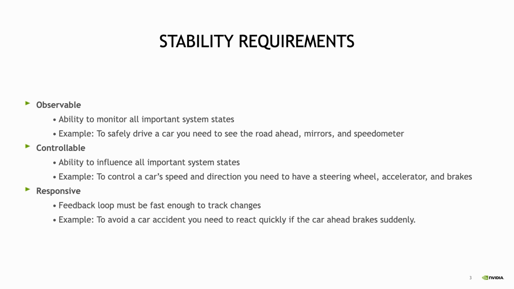The second requirement is that the system needs to be controllable. There need to be mechanisms that allow you to alter the behavior of the system based on your observations. Going back to the driving analogy, a steering wheel, accelerator, and brakes are needed. If any of these essential controls are missing, you can't drive safely. The final requirement is that the feedback loop is responsive. This means that the time between a problem occurring and the control action taking effect needs to be fast enough to manage the state of the system. Using the driving analogy again, you need to react quickly if the car ahead brakes in order to avoid an accident.